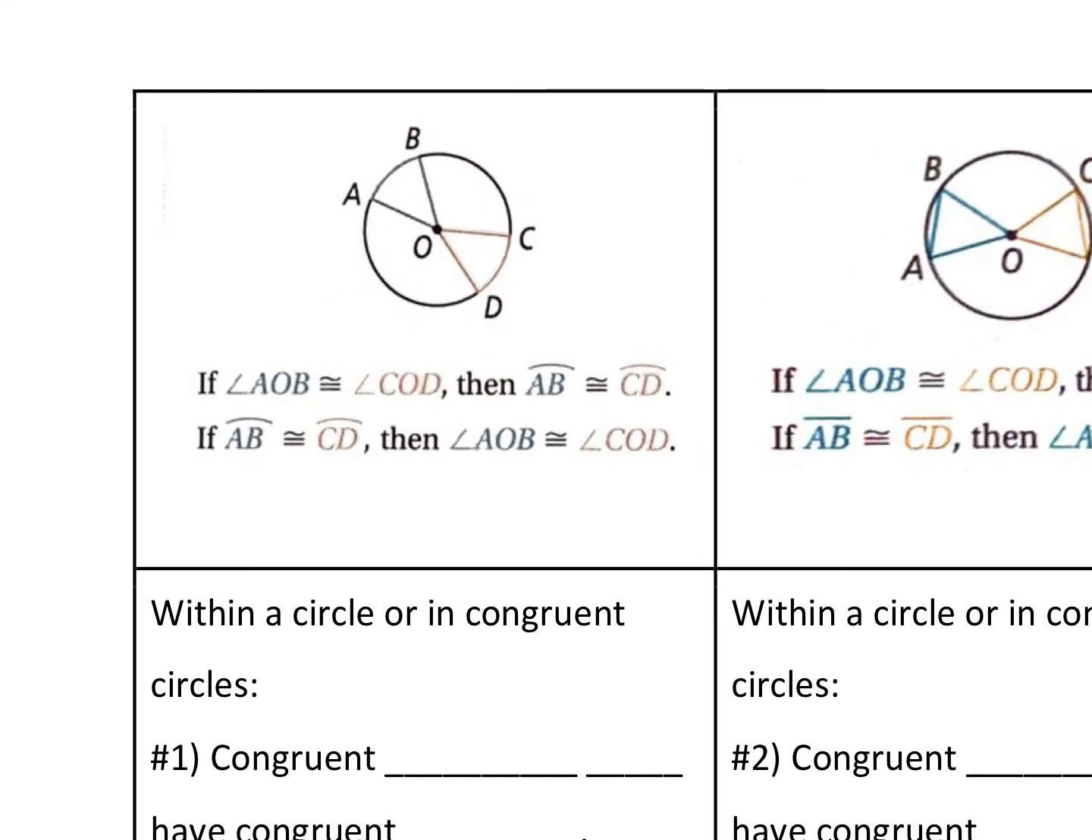This first one says, if angle AOB, so that would be this angle right here, is congruent to angle COD, that would be that angle, then their arcs, we call it the intercepted arc, will always also be congruent. So arc AB would be congruent to arc CD, okay? And you can also flip that around. If their arcs are congruent, then their central angles will be congruent.